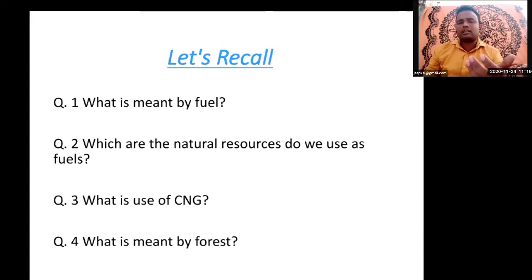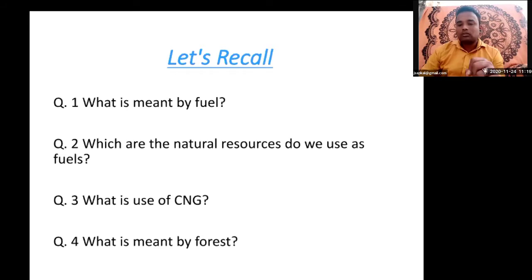There are three groups actually: metal minerals, non-metal minerals, and the energy minerals. In this chapter we are talking about the energy minerals, from where we get energy. Then we learned about some important minerals and ores, that is iron ore, manganese, bauxite, copper, and mica.